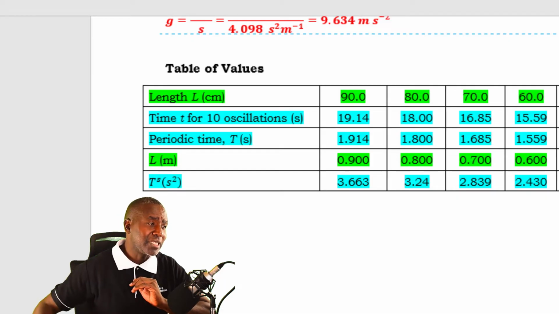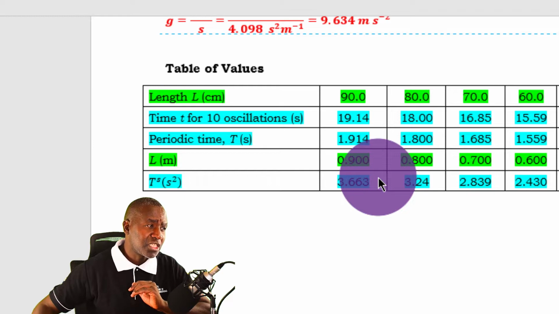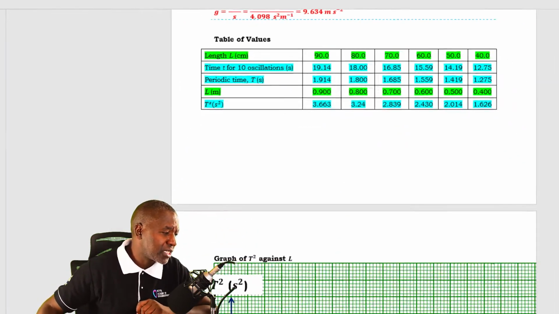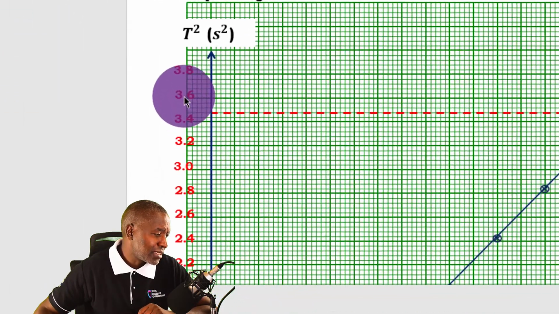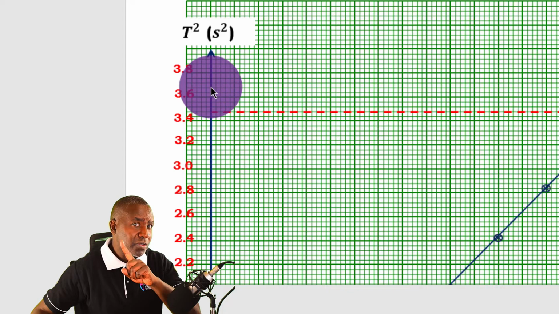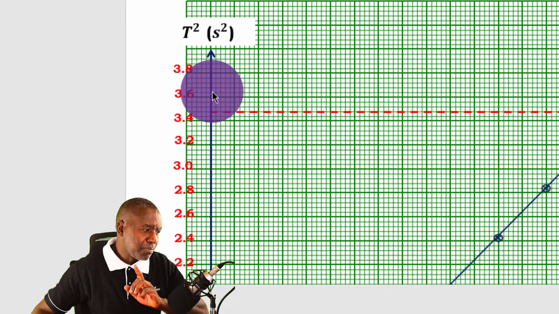You don't have to write down in the table that what I'm plotting is 3.66. No. Now, how do I identify 3.66? I'll come to this one here and say, okay, one division is 0.04. So this one will be 3.64. The next space will be 3.68, and I can see that I've gone beyond that, so it must be 3.66. 3.66 is between 3.64 and 3.68.